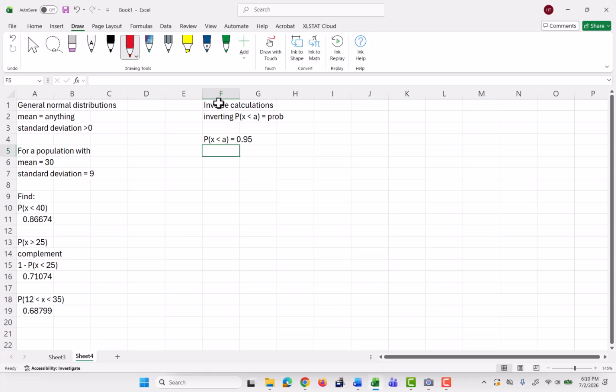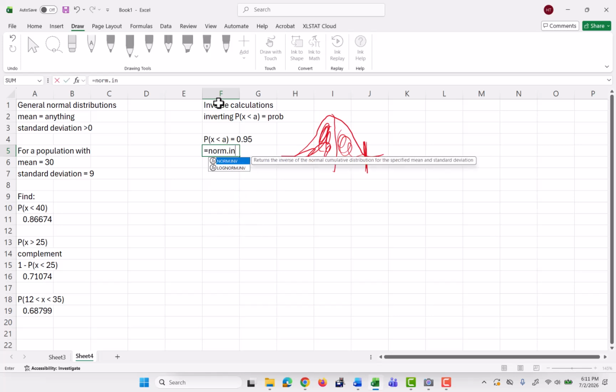Now we're expecting this to be a pretty big value because here's our bell curve. The mean would be in the middle. Probability of being less than the mean would be 0.5. Well, for 0.95, to get that area, we're going to have to be way up here. So this is going to be a pretty large value. So equals norm.inv. The probability is 0.95, the mean is 30, and the standard deviation is 9, giving us that the value has to be 44.8. So the probability of x being less than 44.8 is 0.95.